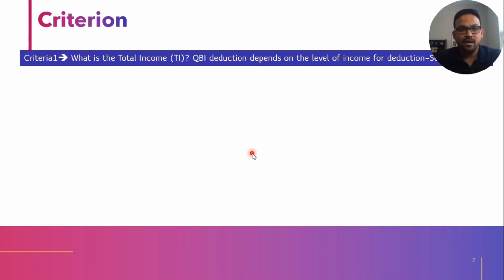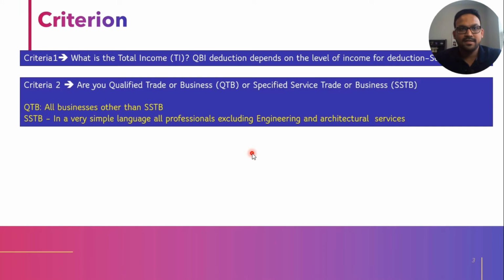The criteria number two is whether you are QTB or SSTB. So what is QTB and SSTB? QTB is businesses other than SSTB. So you need to know what SSTB is. SSTB, in very simple language, is all professionals excluding engineering and architectural services. So SSTB is basically all professionals excluding those two categories.